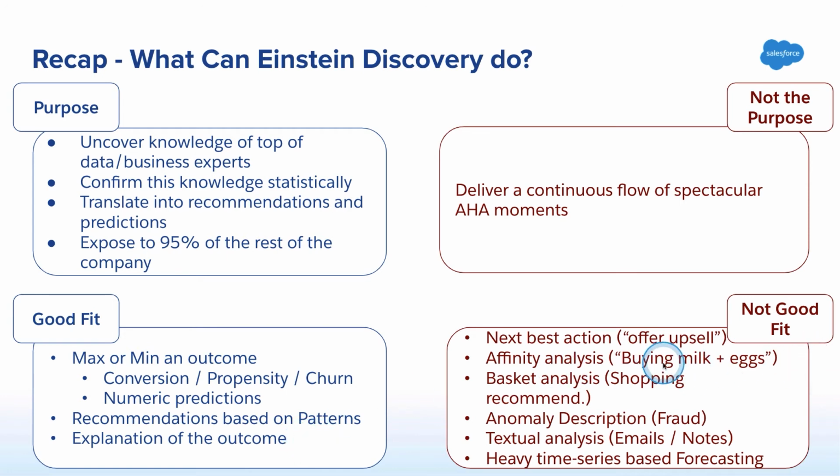And it's not a good fit for, for example, next best action, affinity analysis, or anomaly detection. It's not good at finding an anomaly versus finding patterns. There are ways you can switch the data, how it is being fed into ED, or you can focus on outliers if you have enough outliers. But typically it's not good for anomaly detection, although some folks have figured out different ways to switch the data to highlight anomalies. Textual, nope, we don't do textual, and not a time series.